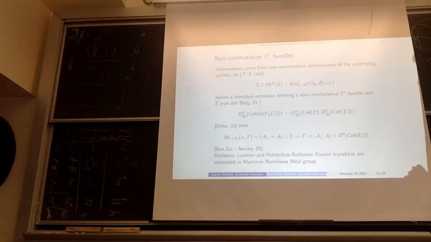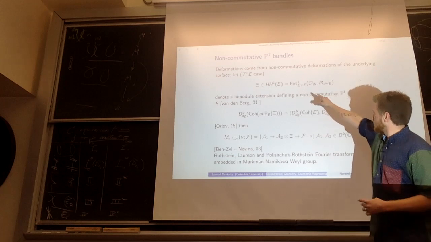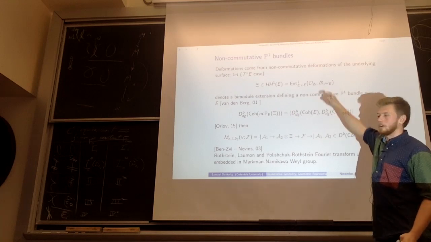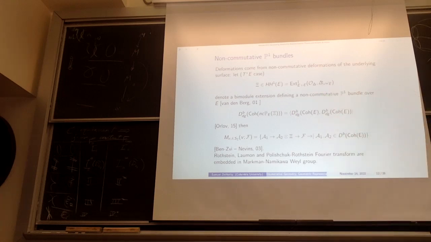Why do you say there's a P1 bundle over E? You only give me this identification. Right. So this element of HH^1 is an extension of two line bundles over the diagonal on E cross E. That extension gives us psi, which is a rank two bundle over the diagonal. And then we take the non-commutative projectivization of this, which is a projectivization of a rank two bundle.